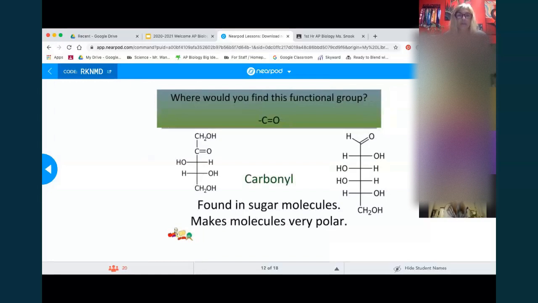And then the carbonyl group is the double bond O. Here's showing you 2 different molecules with carbonyl groups. This one has its carbonyl group on the end, and this one has its carbonyl group somewhere in the middle. These are both sugar molecules. So the position of that carbonyl group makes for different functionality in the sugar molecule. Here we can see it's in the middle, so it would be a ketone. And here we see it's on the end, so it's an aldehyde. And again, that double bond O is highly electronegative, so it makes the molecule very polar and therefore hydrophilic.